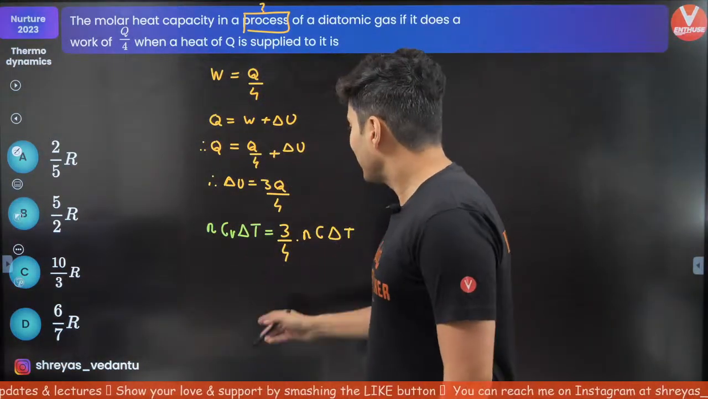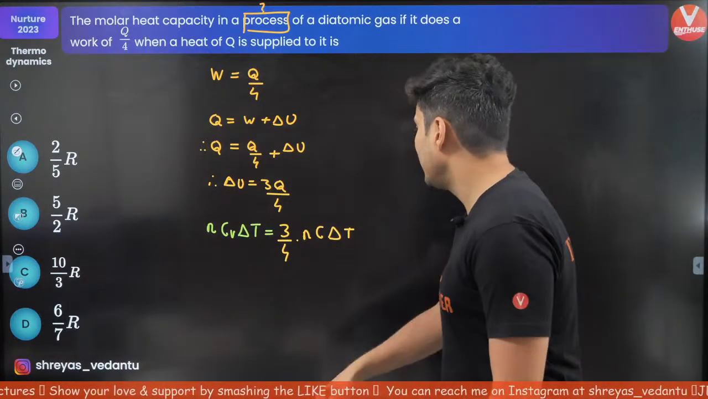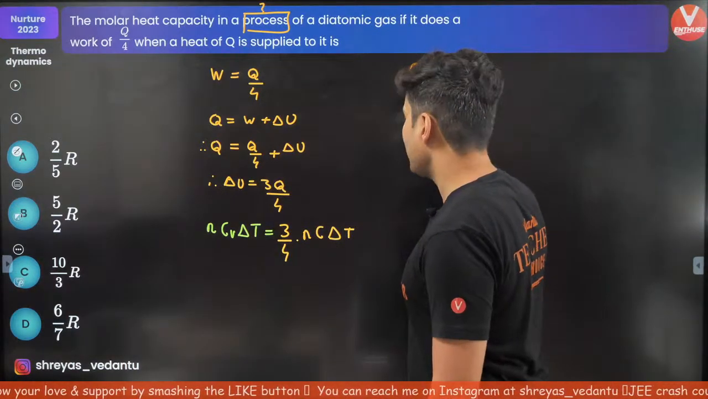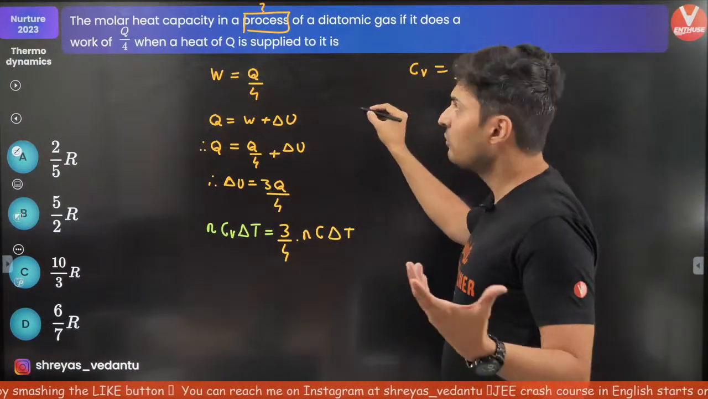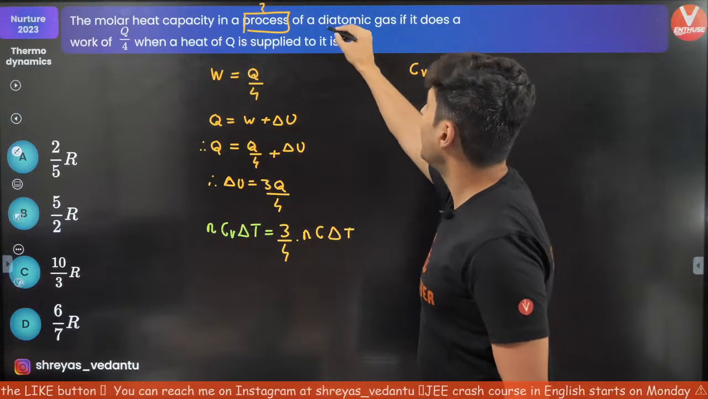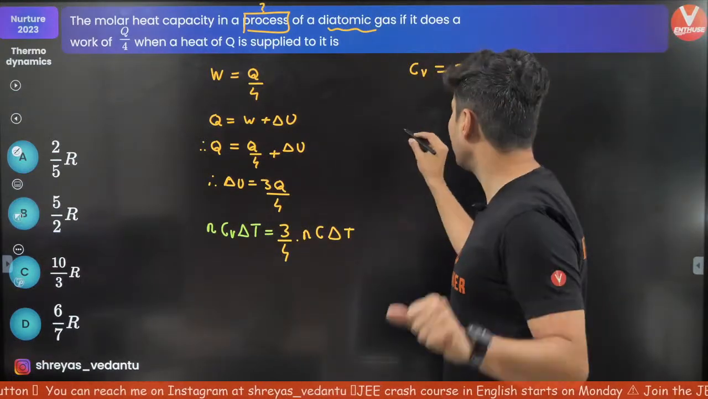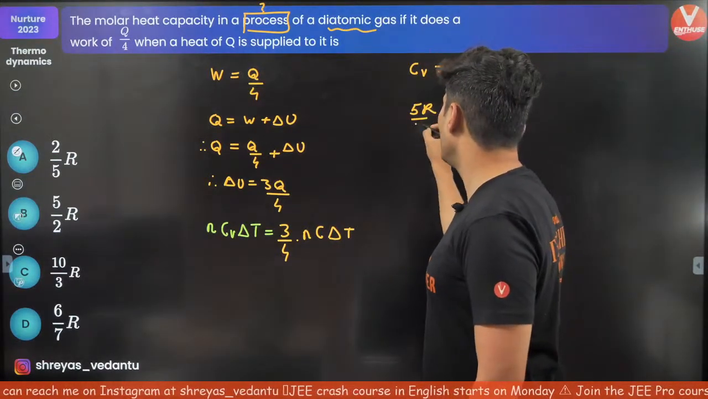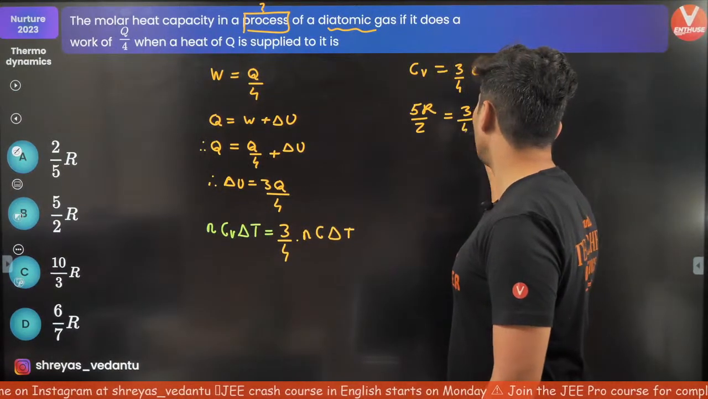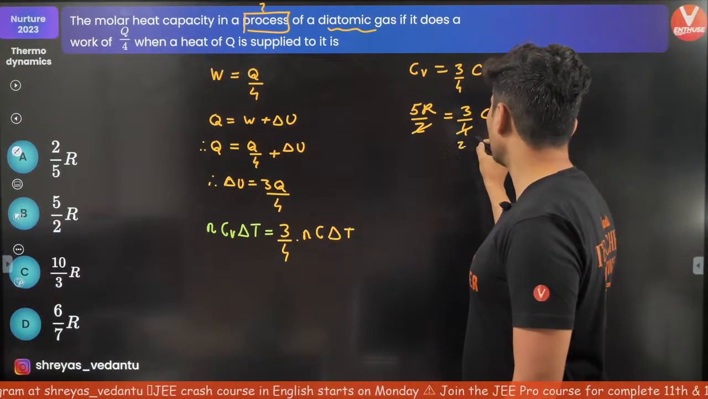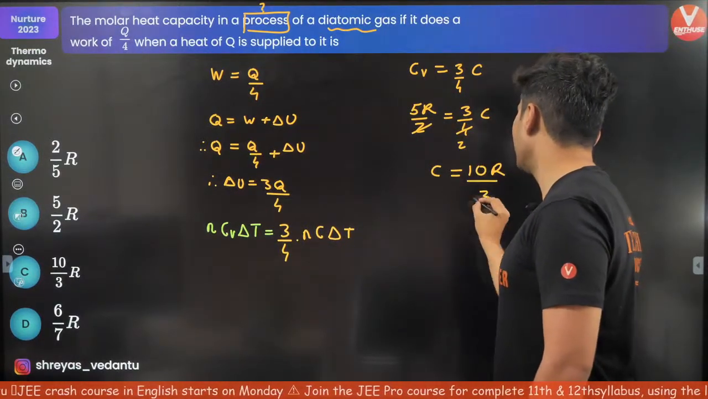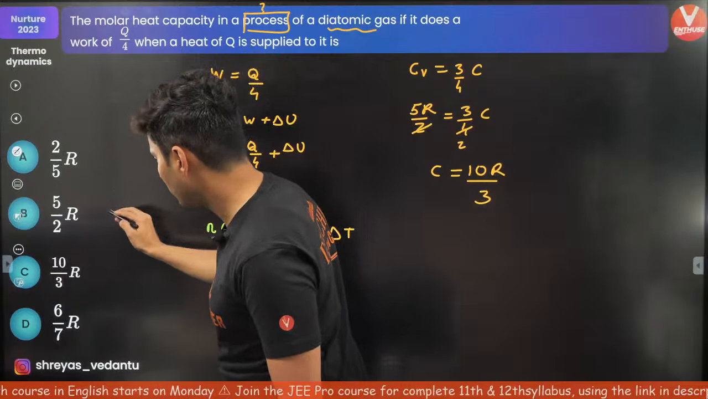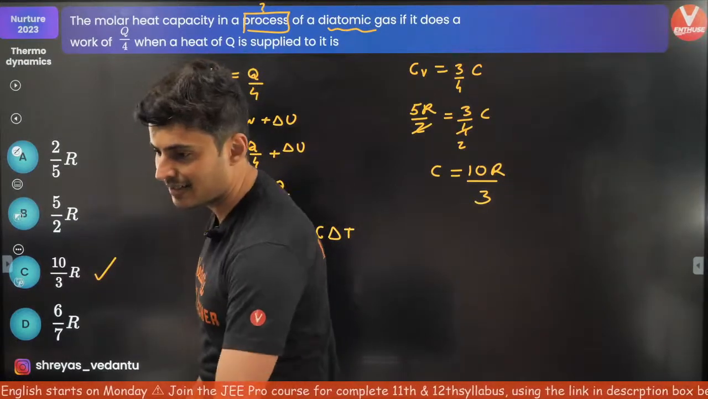Moving on, n goes, delta T goes. So I'll be left with Cv is equal to 3 by 4 times C. Cv for a diatomic gas is 5R by 2. So 5R by 2 is equal to 3 by 4 into C. This 2 and this 4 go, so C will be 2 fives are 10, R divided by 3. Yes, it is there. Option C is correct.